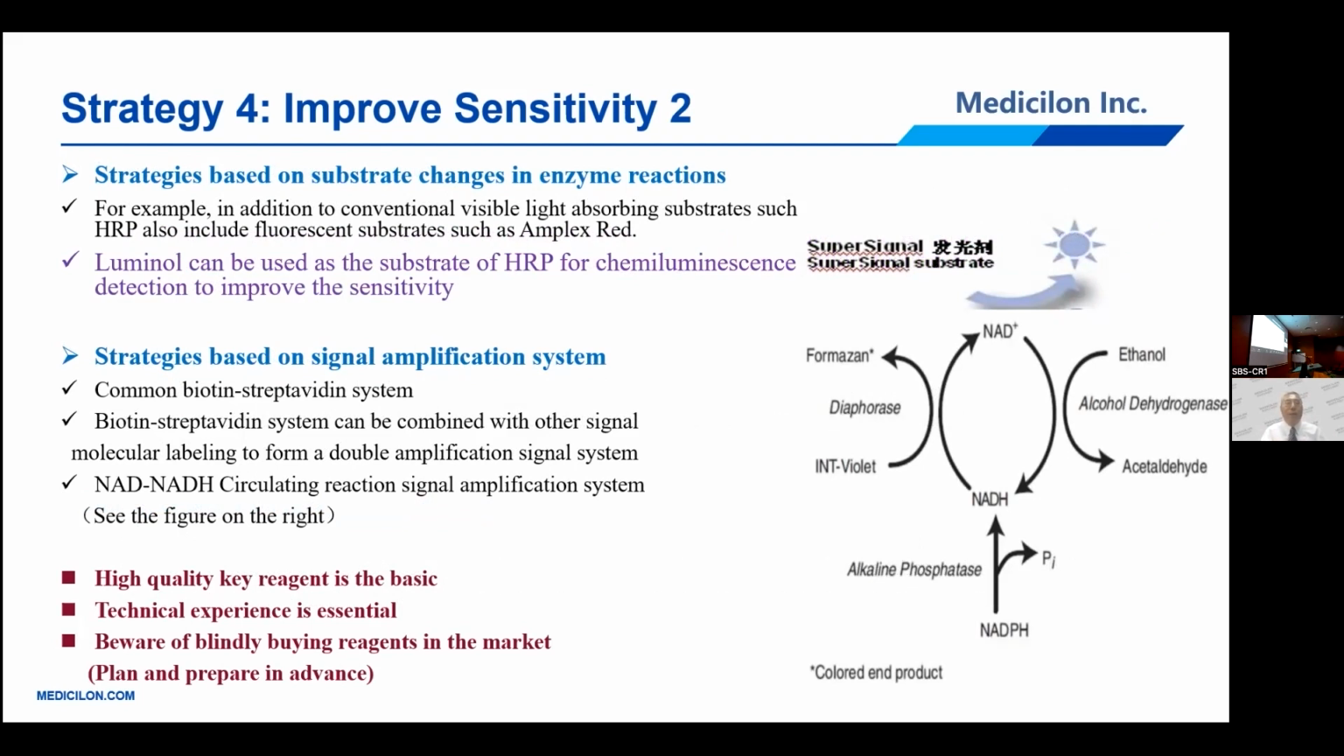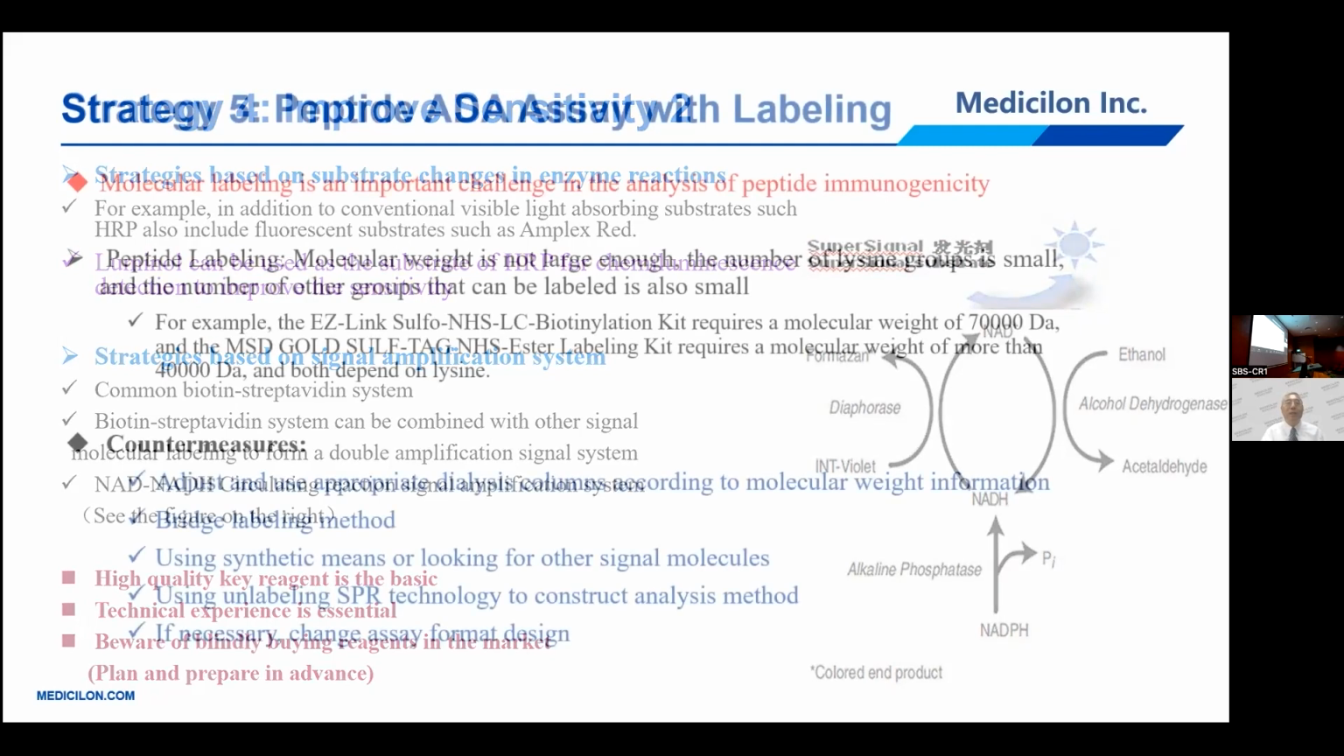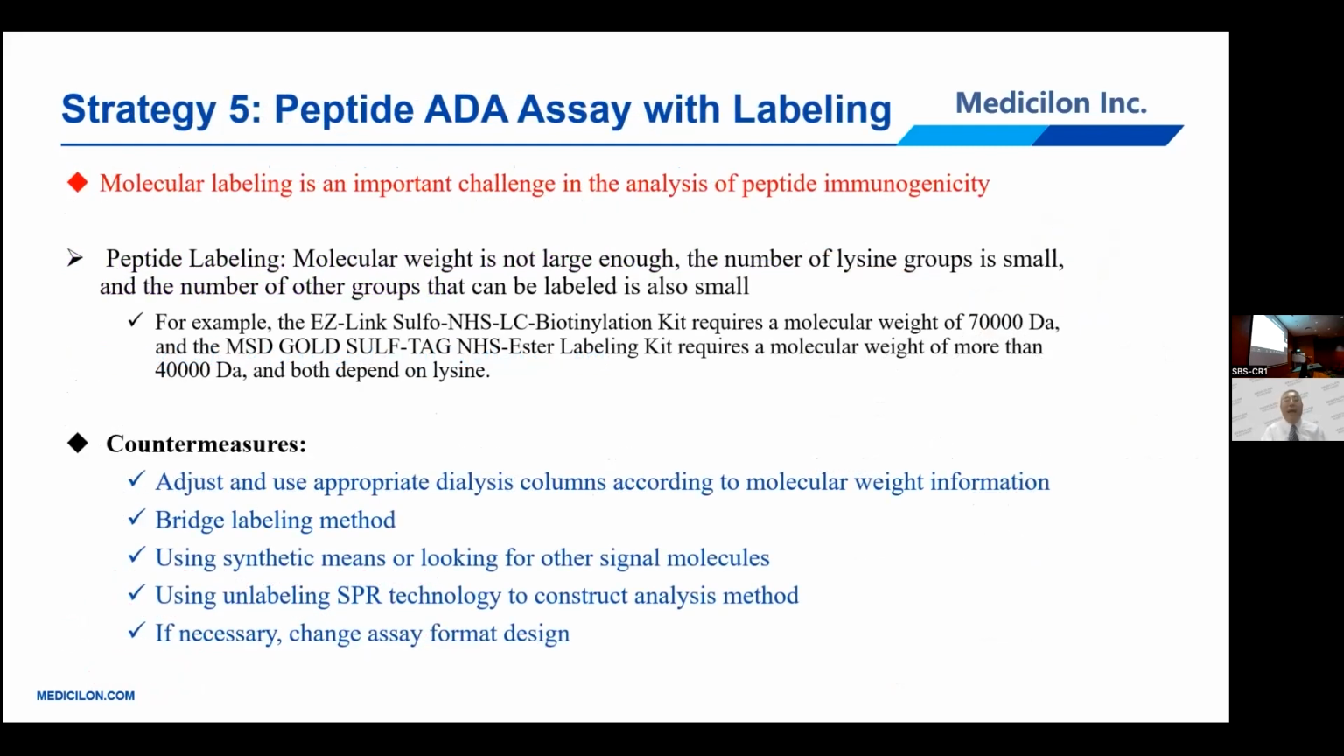You can use a signal amplification system, or change the substrate. High quality key reagents are also basic, and technical experience is important. I know there is high variation when you work on LBA compared to LC-MS. And as I mentioned, most peptides also need attention to the ADA assay, because when you administer it into the body, anti-drug antibodies may be produced. For submission to the US FDA or the Chinese NMPA, you also need the ADA assay.